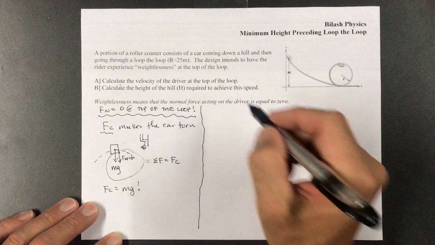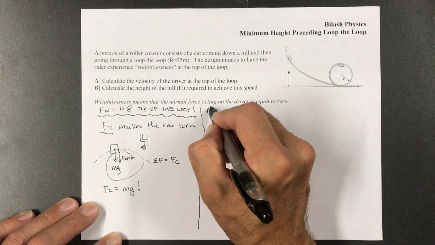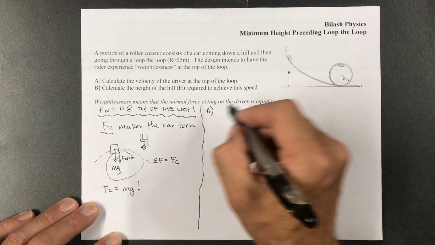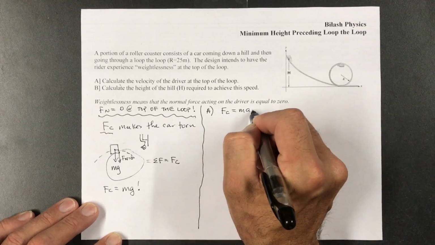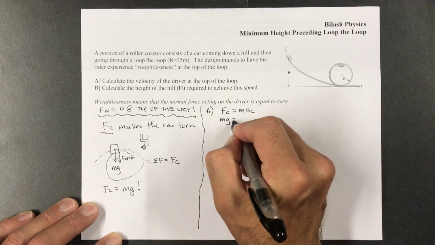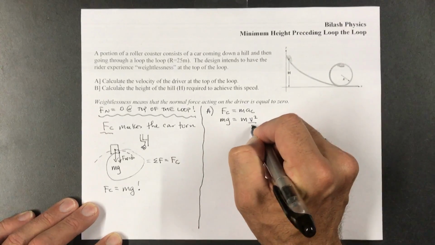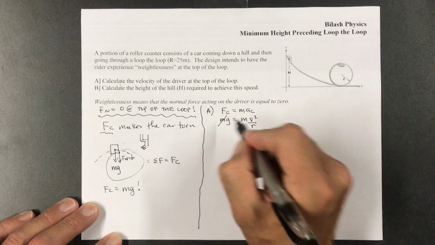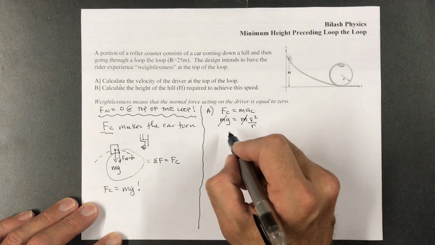So what we can do is figure out what the minimum speed is. For the minimum speed, we're going to use Newton's second law for circular motion. So Fc is provided by mg, and we have m, and ac is v squared over r. And we can see that the mass of the person doesn't matter. All people will experience weightlessness at the same time at the top of the loop.